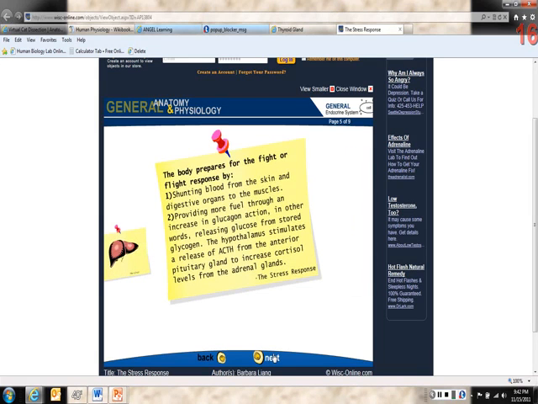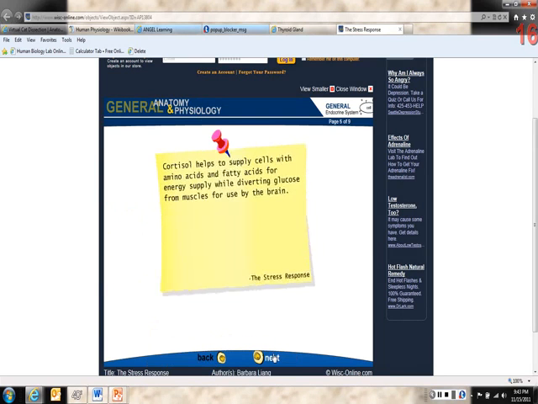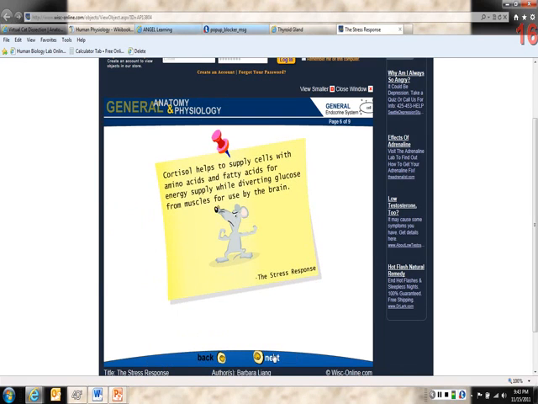The body prepares for fight or flight response by shunting blood from the skin and digestive organs to the muscles, providing more fuel through the increase in glucagon action, in other words, releasing glucose from stored glycogen. The hypothalamus stimulates a release of ACTH from the anterior pituitary gland to increase cortisol levels from the adrenal gland. Cortisol helps to supply cells with amino acids and fatty acids for energy supply, while diverting glucose from muscles for use by the brain.